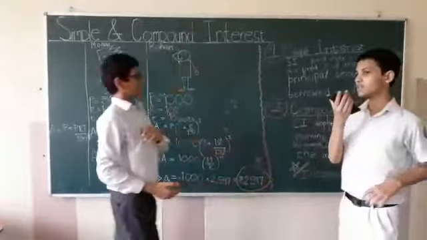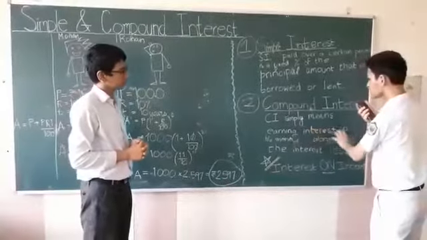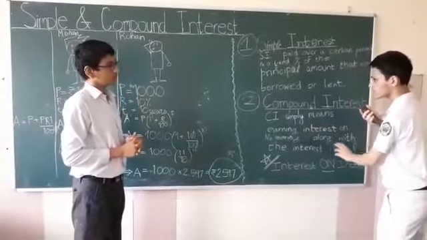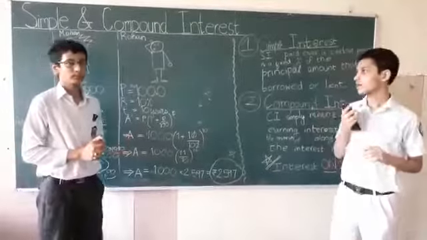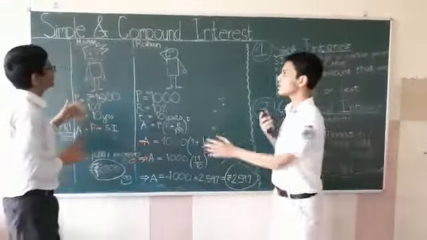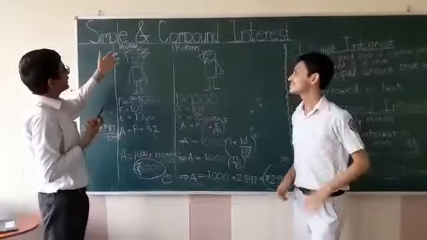Now, I would like to explain to you about compound interest. Compound interest simply means earning interest on the money along with the interest itself. Simply spoken, it is interest on interest. Now, a good way to explain this is through this example of Mohan and Rohan. So, first we have Mohan.